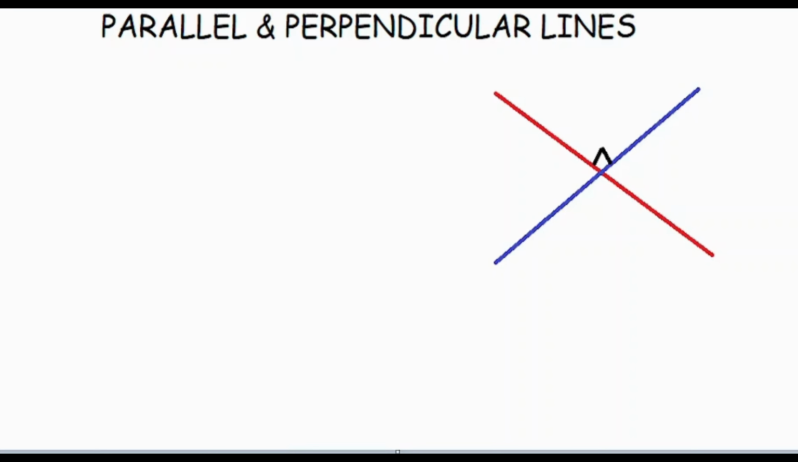A line is said to be perpendicular to another line if they intersect at 90 degrees and if the product of their slopes is equal to negative 1.